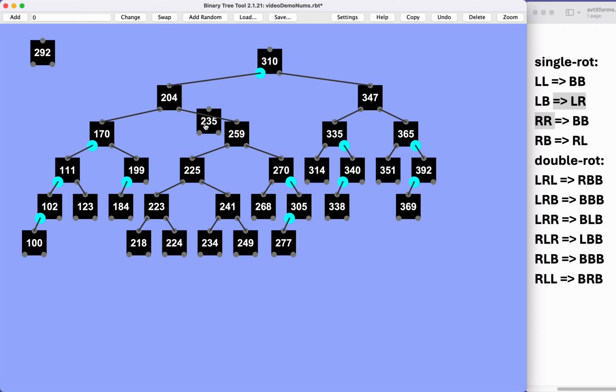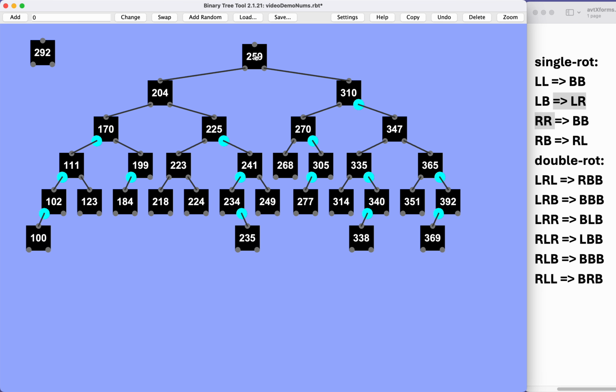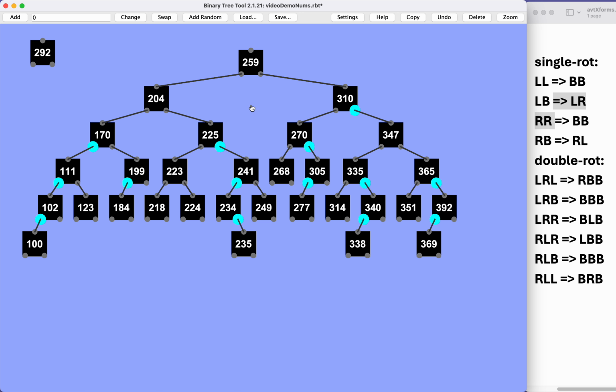235 ends up becoming a right child of the 234. Propagate the height up here and keep propagating the height, and it keeps propagating. As long as things are balanced, it keeps propagating, and I end up getting way up to the 310. This is left, right. That turns into right, balanced, and a double rotation. So there is my transformed AVL tree.